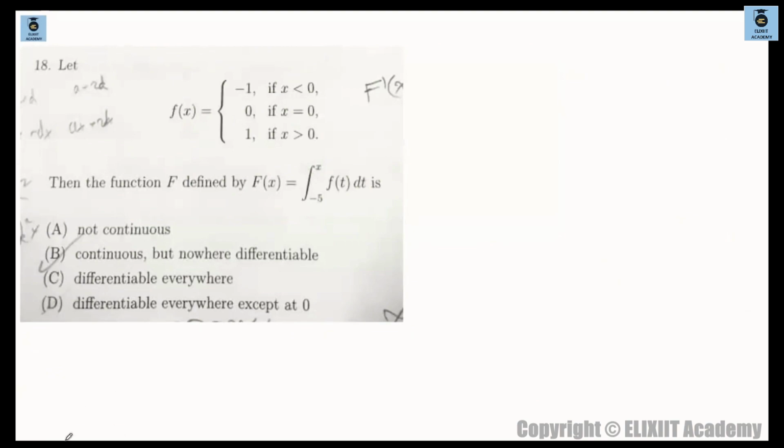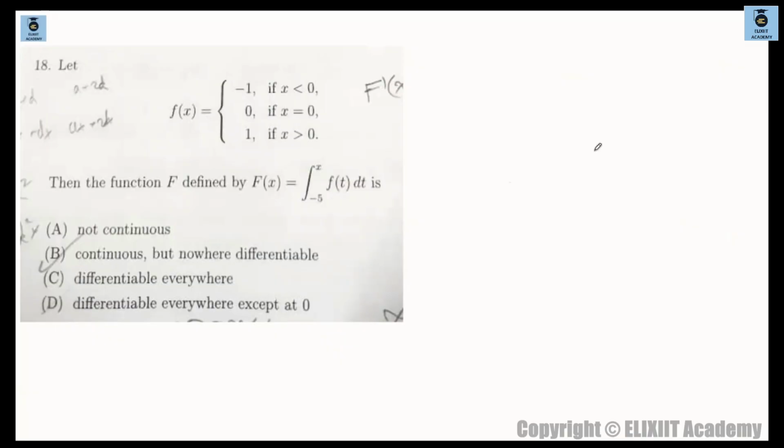Okay, next we have this question where this function is given, and f is defined to be f(x) = integral from -5 to x of f(t) dt. We have to check whether this function is continuous as well as differentiable or not, as per the options.